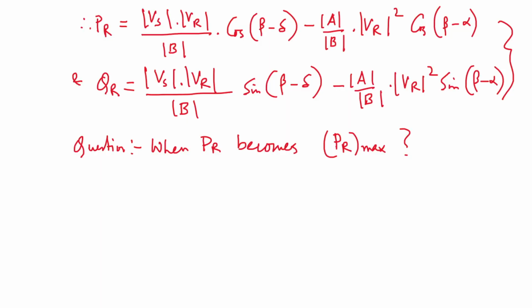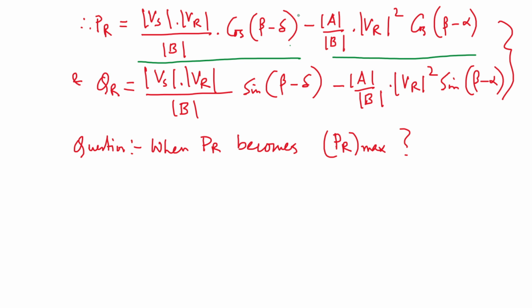This question is very relevant because during summer, in peak hours, we need to maximize our active power load. So that is a very pertinent question. The answer is, with this expression you can see we have two components. One is this first component, VS VR by B cos(beta minus delta), and the second component is A by B VR square cos(beta minus alpha).